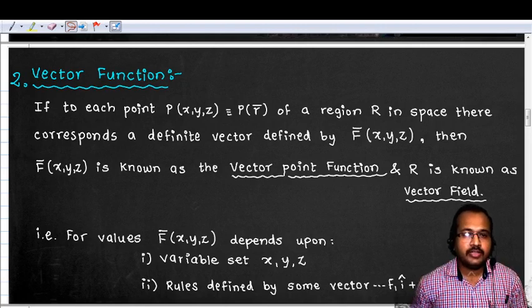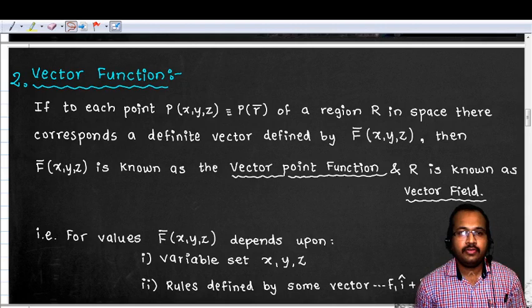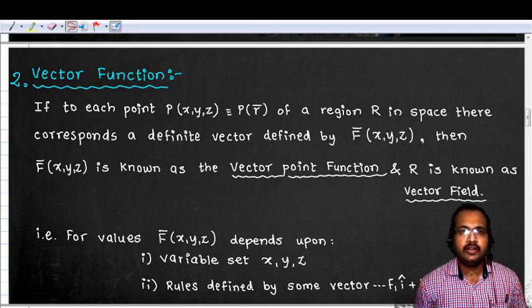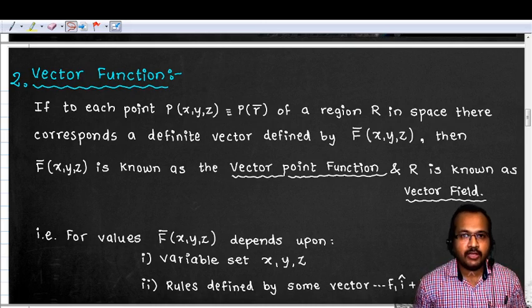Now, let's discuss vector functions. If to each point P with the coordinates x, y, z or the position vector r bar, such that r bar is equal to x i bar plus y j bar plus z k bar, in any region R in the space, there corresponds a definite vector defined by f bar with respect to variables x, y, z, then that f bar is known as a vector point function and the region R is known as a vector field.